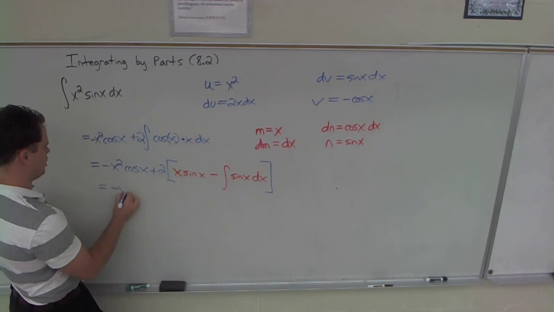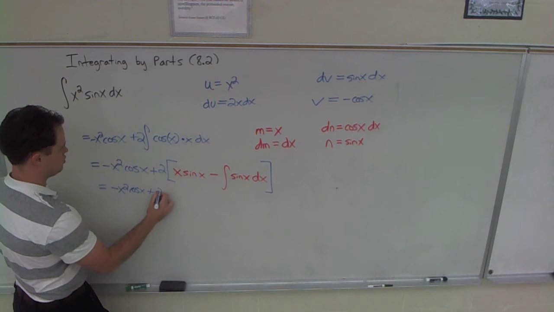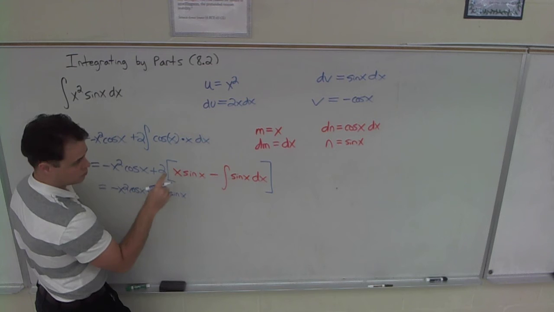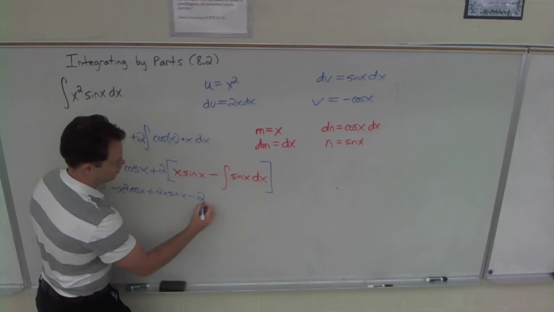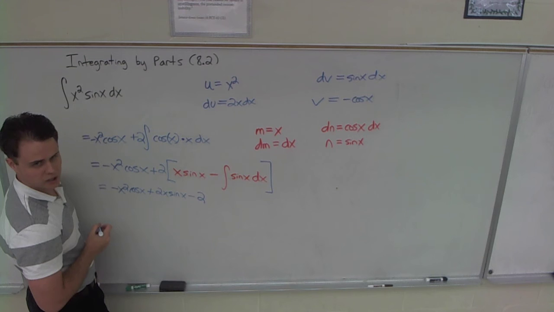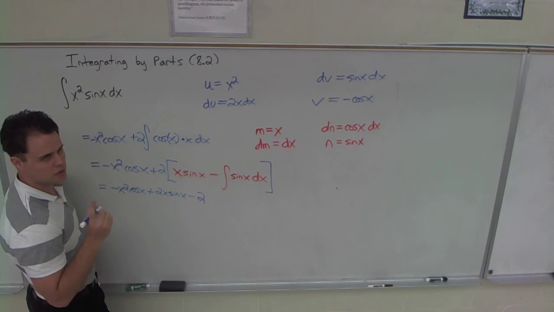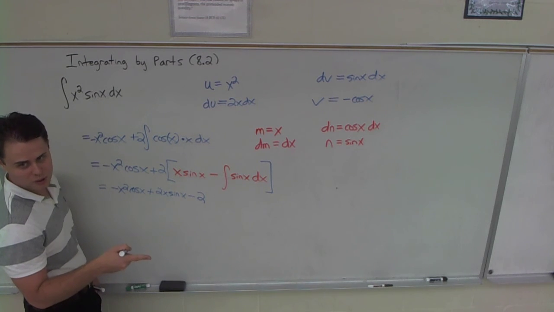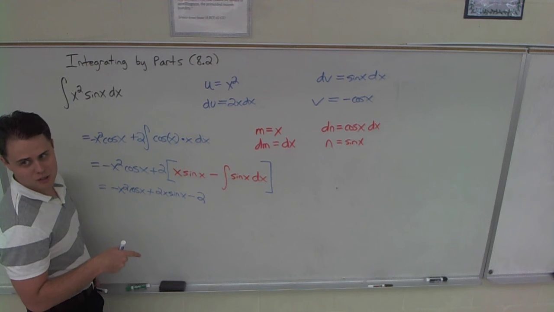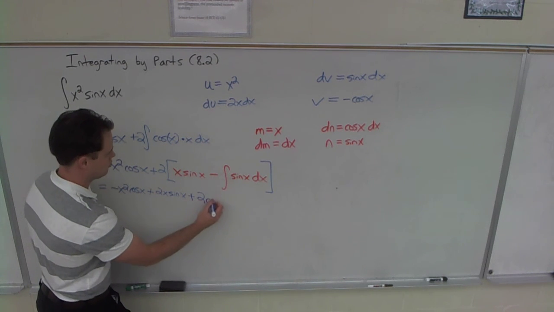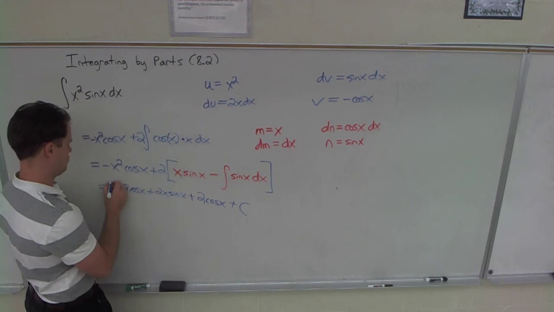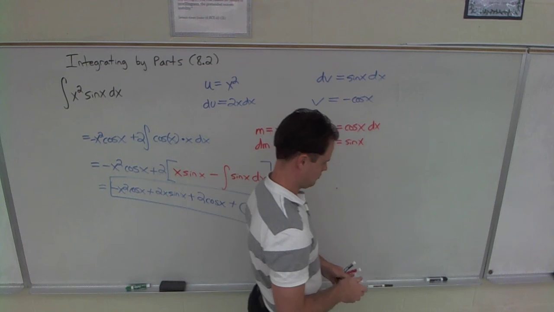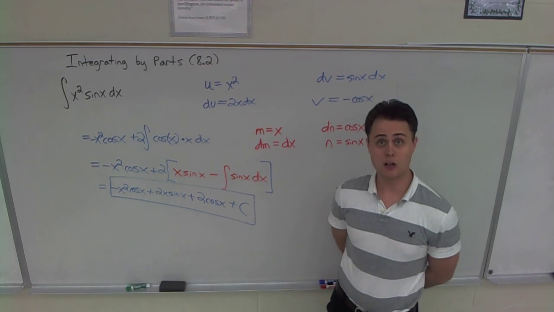We can say our answer is going to be negative x squared cosine x plus 2x sine x, watch that, minus 2 what? Integral of sine, derivative of sine is cosine. I do it every time, so derivative of sine is cosine, that's my guide. So the integral of sine is going to be negative cosine. There we go. Repeated integration by parts.